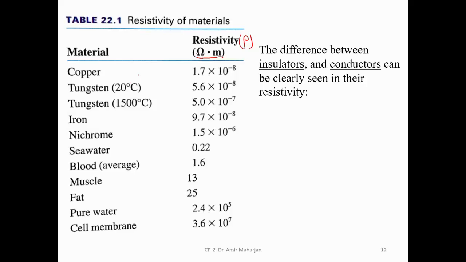For example, copper, tungsten, iron, nichrome, these are metals, good conductors, and that means they have a very small value of resistivity, right? As opposed to these, which are some insulators. Insulators have very high resistivity values. That means they have very big insulation, very big electrical resistance.